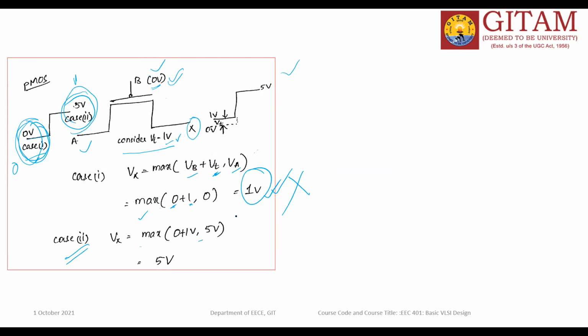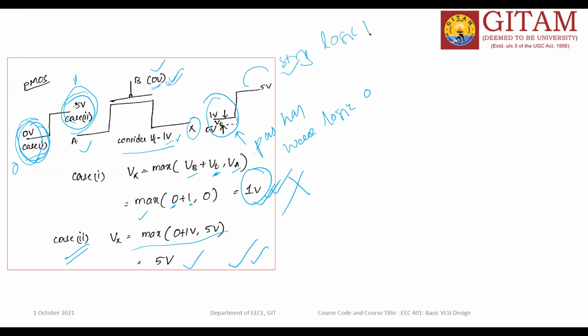Second case means 5 volts input. Now use the same formula. Vx is the maximum of 0 plus 1, comma 5 volts, then 5 volts. So this is the good one. If the input is 5 volts, the output is also 5 volts. If the input is 0 volts, you got an output of 1 volt. So I can conclude that the PMOS pass transistor has weak logic 0 and strong logic 1.